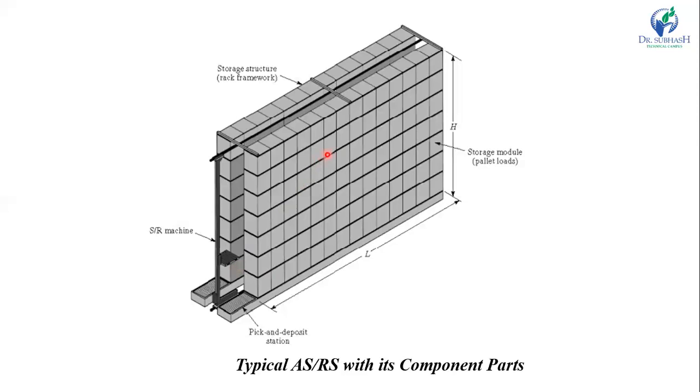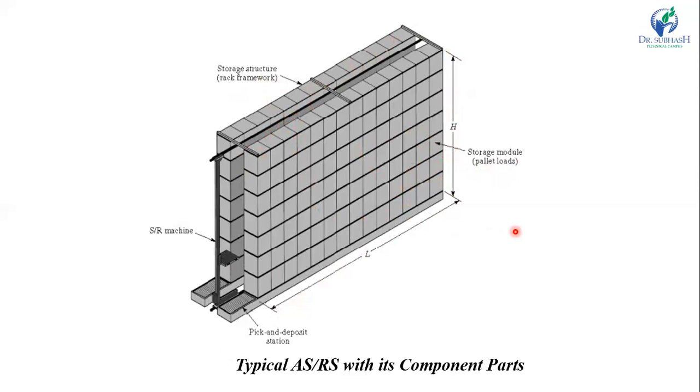So the components are the storage and retrieval machine, and then the storage structure. You can see this is the storage structure, the rack framework, then transport devices, AGV, conveyor, and controls. These are the different storage modules. We can see the pallet loads. Now you can see here this is the length of this ASRS and this is the height of the ASRS.